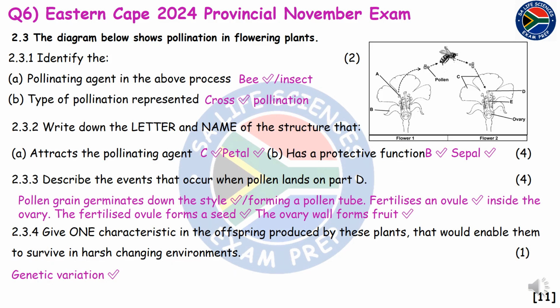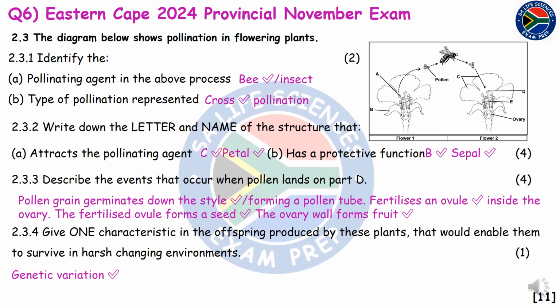2.3.3, describe the events that occur when pollen lands on part D. Now, pollen contains the male gamete, and it is coming from the anther. Part D is the stigma. It is the surface onto which the pollen will land. Now, you should keep in mind that the end result is that we want to form a fruit. So let's think about how that happens. The pollen grain lands on the stigma. It then grows a pollen tube which germinates down the style, which is label E.